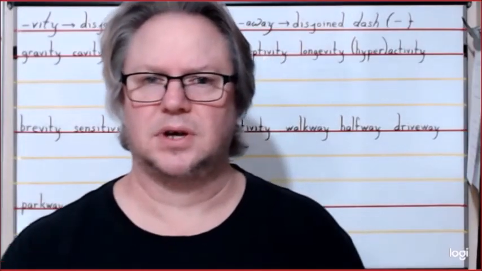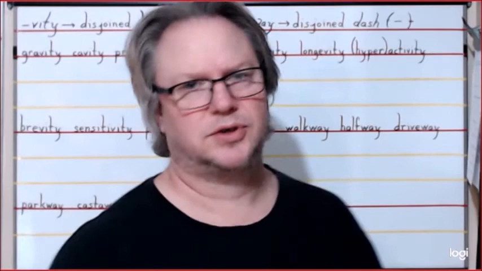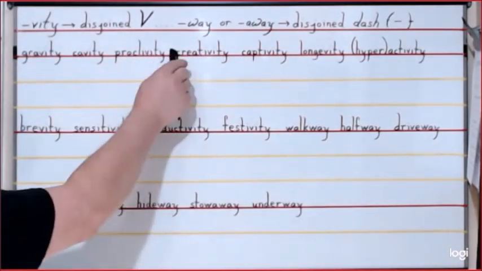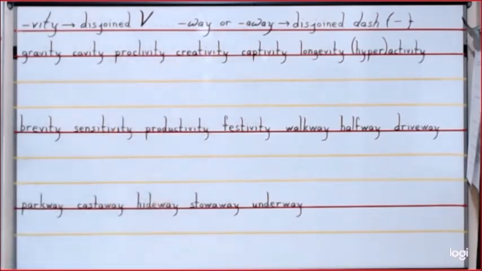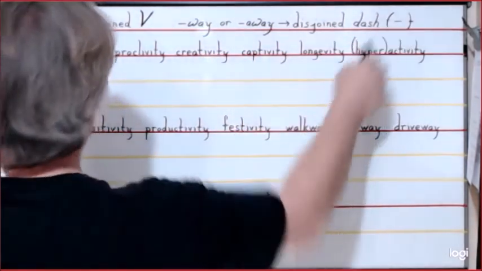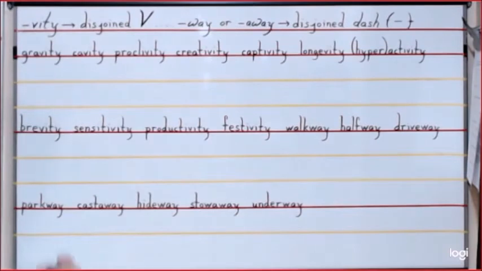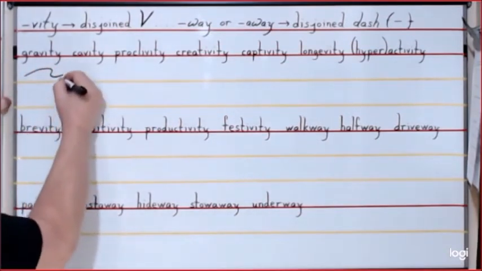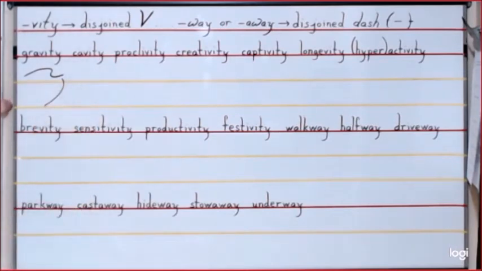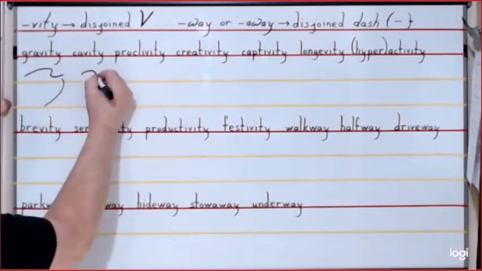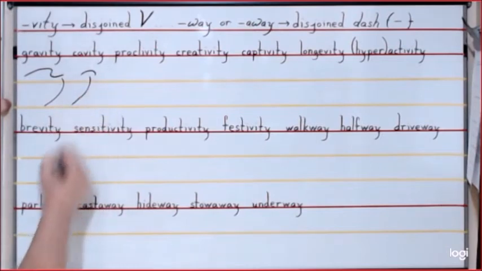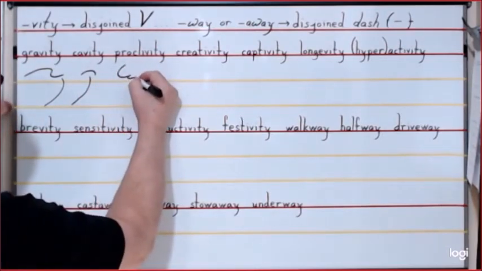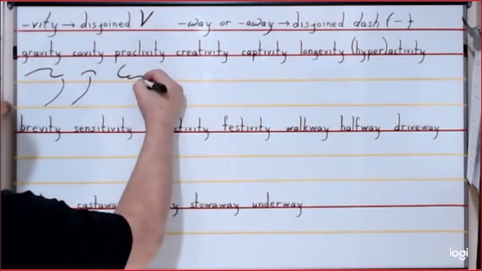The suffix VITY is represented by a disjoined V. The suffixes way and away are represented by a disjoined dash. For the word gravity, it is G, R, and then a disjoined V. Cavity is a K, disjoined V. Proclivity is P, R, O, K, then a disjoined V.